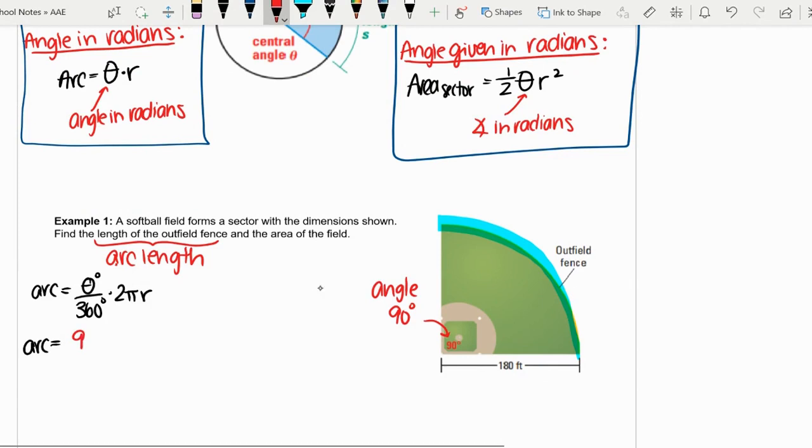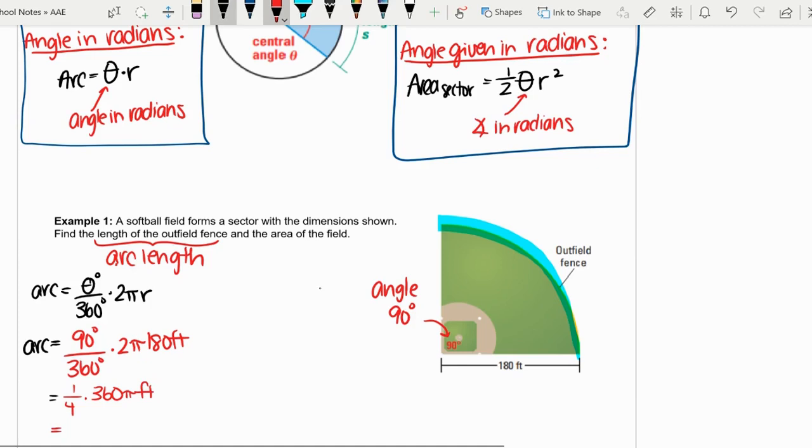So we have 90 for our angle. And then the radius, we could see in the picture, is 180 feet. All right, so I'm going to simplify as much as I can, and I would do all the numbers first. So 90 divided by 360 actually simplifies to 1/4. 2 times 180 is 360 pi.